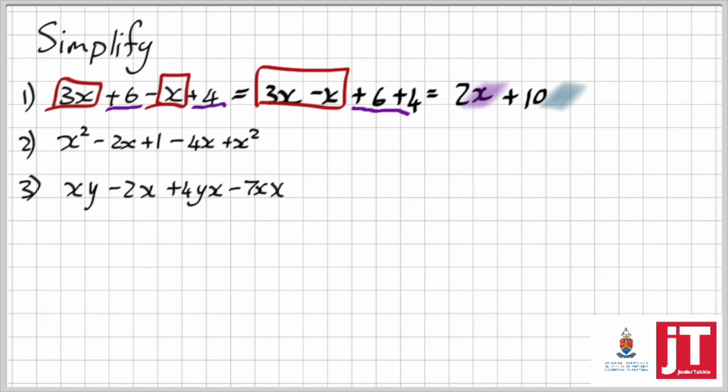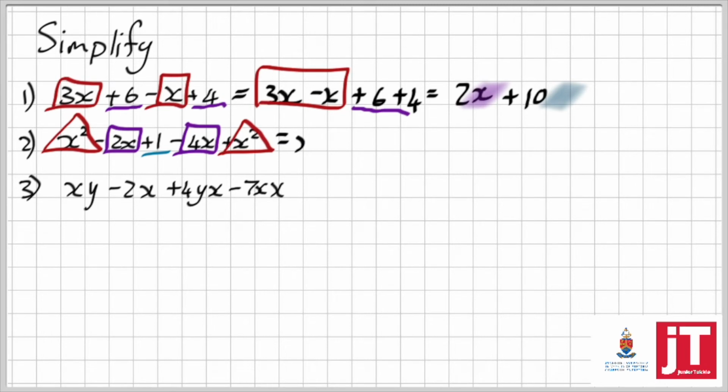Ta-da! Now you go and try question 2 and 3, and then you unpause the video and you look at the rest. Now question 2, I'm going to put the x squares in triangles, the x's in boxes, and then that random little plus 1, the constant, I'm going to put as a line under it.